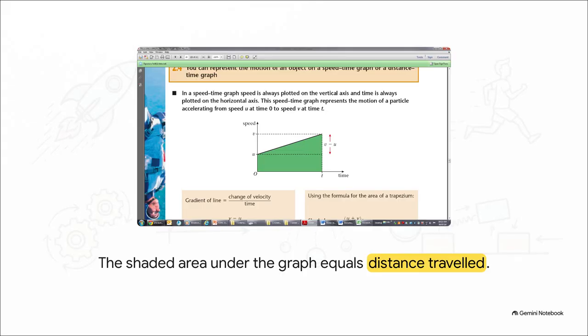Just look at how this graph puts that exact concept into perspective. See the shaded green area right under this sloped line? Because we already know how to find the area of a basic shape like a rectangle or a trapezium, calculating that shaded space instantly gives you the total distance the object traveled during that specific time frame. There's no complex algebra required at all, just basic elementary geometry revealing these super deep physical truths.